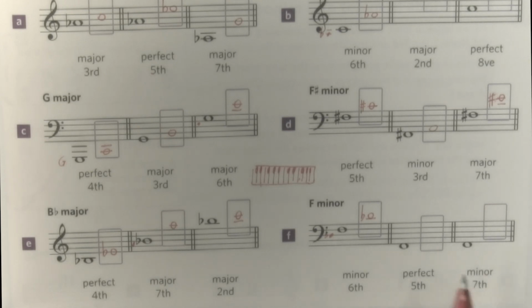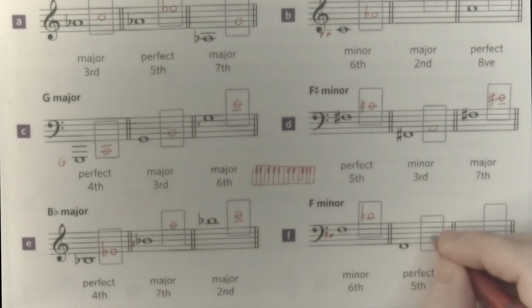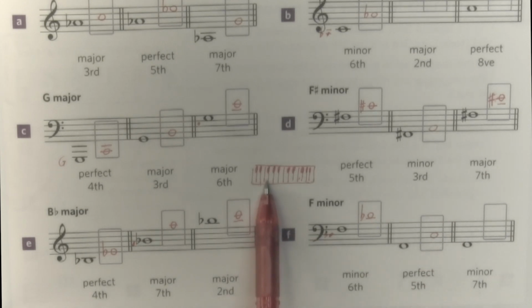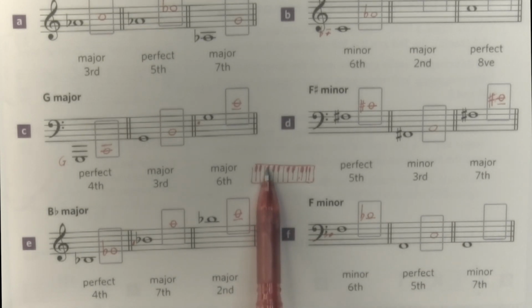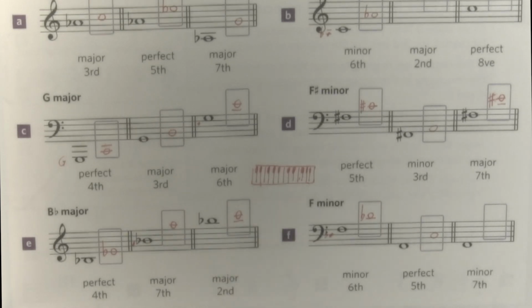Done. Now a perfect fifth from fa, fa, sol, la, si, do. Do we need any flats? Let's see. 3 tones and a half. 1, 2, 3 and a half. And this is already do, so no, we don't need anything. We sorted already.